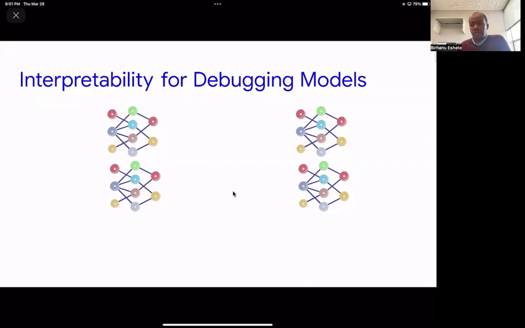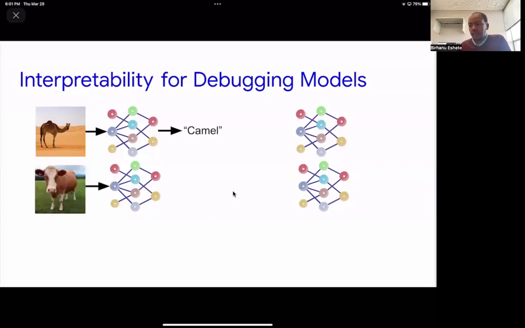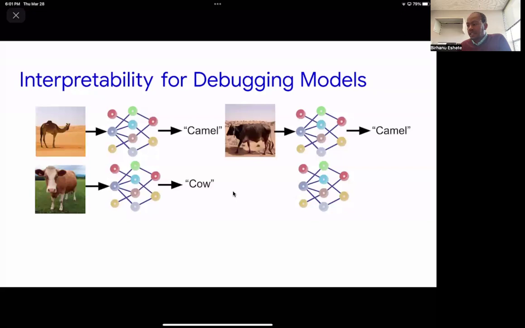So here is a model that is trained to classify between cows and camels. You have 4 instances of this model. We give it an input of a camel. It rightfully says this is a camel. We give it an image of a cow, and again, it correctly classifies this as a cow. But the same model, when I give it this input of a cow, now says this is a camel. And again, the same model, when I give it this image of a camel, says this is a cow.